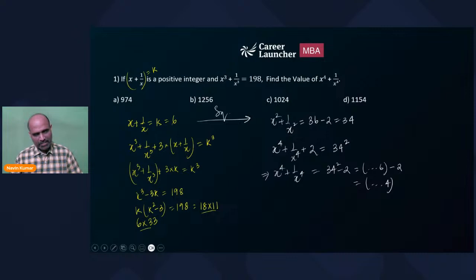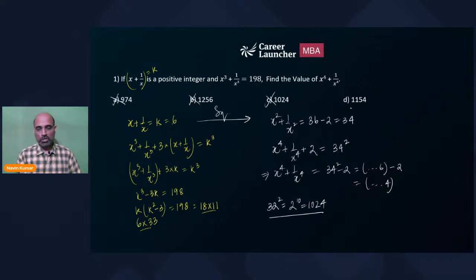So let's say even if you have no idea what 34 square is, you can only look at the last digit and be confident. So we are pretty sure that the answer is not B, but is it 974, 1024, 1154? Well, 32 square is 2 to the power 10, which is 1024. So the answer is definitely more than 32 square. So it's definitely more than 1024. So the only option that makes sense is option D.